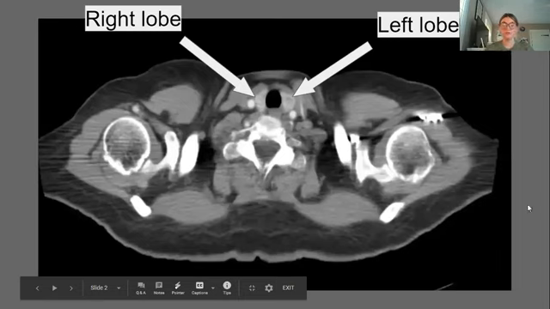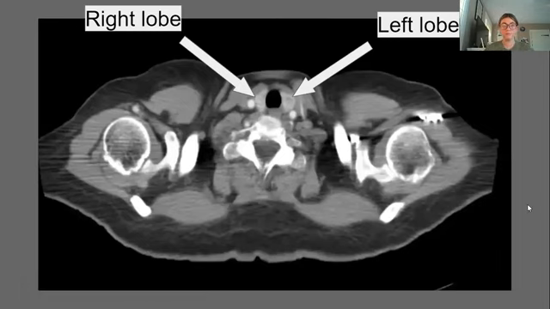Before we begin, I just wanted to briefly mention that when you're reading CT scans, the patient's anatomical left side is going to be on the right side of the screen and vice versa, just because of the way CTs are oriented. So here we see the thyroid lobes, right and left, and as you can see, the right thyroid lobe is on the left side of the screen.